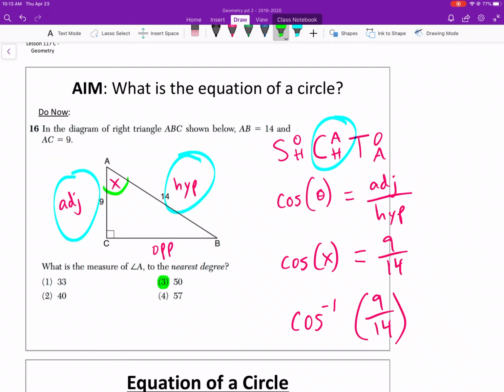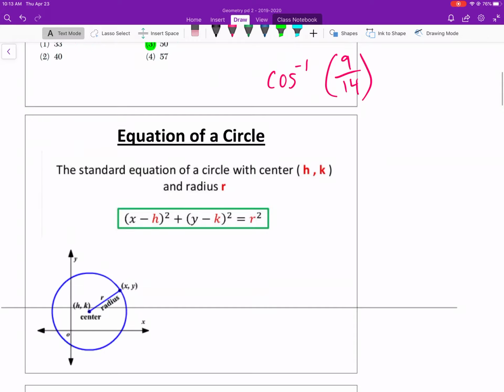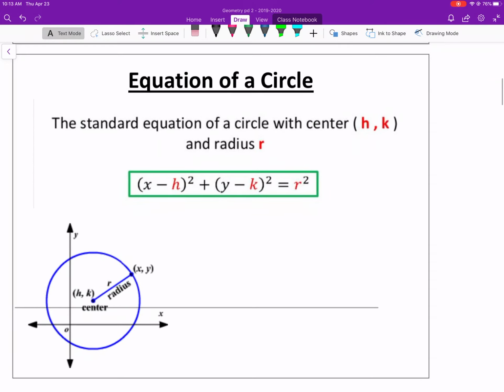So what is the equation of a circle? This is definitely something that's good to take a look at. It does relate to Algebra 2 a lot. Next week we're actually going to be focusing on a lot of Algebra 2 topics. And this is something you'll see next year for sure. So here it is. Here's your equation of a circle.